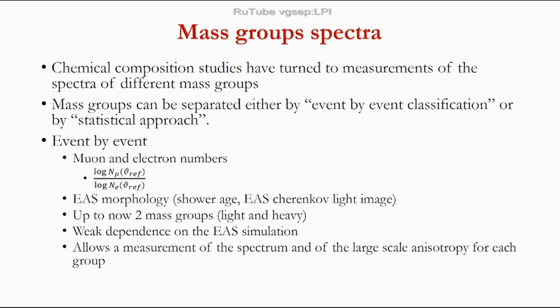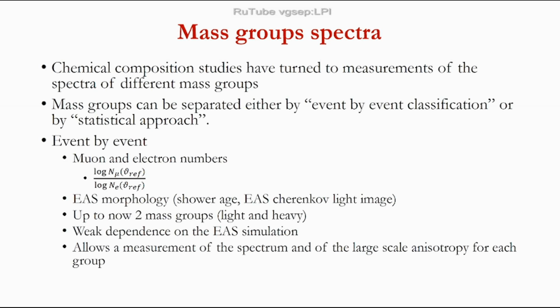Now we can move to what was called the chemical composition studies, and what I now prefer to call the mass group spectra. With the increasing resolution of extensive air shower experiments, we can now measure and study directly the spectra and the characteristics of different mass groups of elements. The mass group separation can be done with two different approaches. Either we try to classify each event, attributing this event to a specific mass group, or we can use a statistical approach where we interpret the observables of the shower we measure.